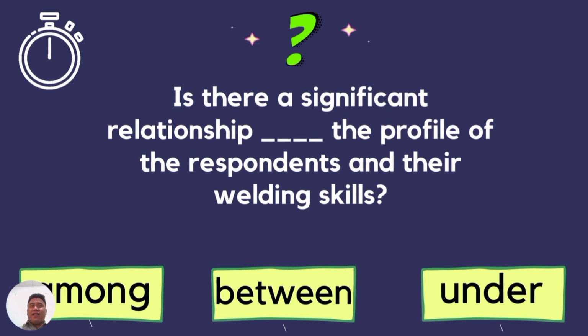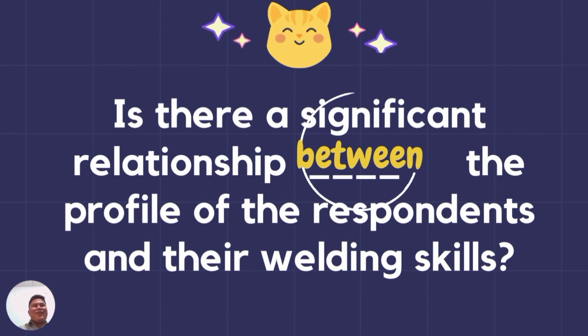Is there a significant relationship, blank, the profile of the respondents and their welding skills, among, between, or under? Good job! You got it right. The correct preposition is between. Is there a significant relationship between the profile of the respondents and their welding skills?